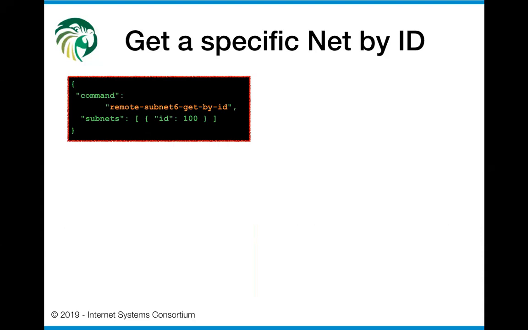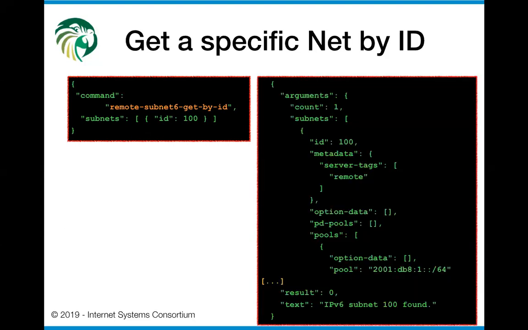And if we know the ID, we can say the server ID 100. And then it will give us back all of the information associated with that subnet ID 100. We're able to then see what server tag is associated, which machine this is deployed to. We're also able to see all of the other options and pools that are associated with this subnet. So now you're able to go in and query the config backend and see what a subnet looks like based on the ID.